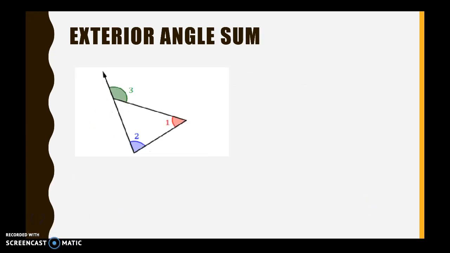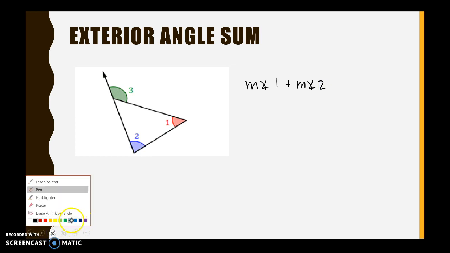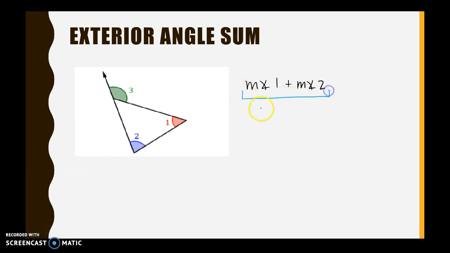Okay. The exterior angle sum: the measure of angle 1 plus the measure of angle 2. Okay, and I'm going to come back to this. What are these? These are interior angles, and they are not adjacent to angle 3, because that's the exterior angle in the figure.